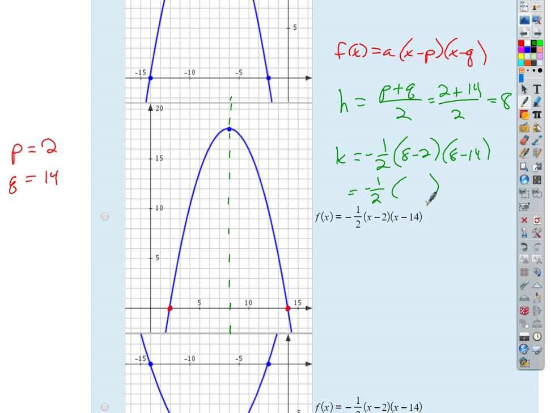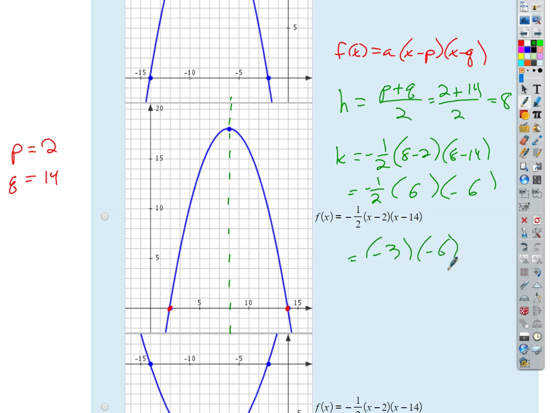So then you just do f of 8. So what's 8 minus 2? 6. What's 8 minus 14? Negative 6. Okay, you'll notice, every time you do this, those two numbers are just going to be opposites. You'll see that pattern. So negative 1/2 times 6 is negative 3, right?